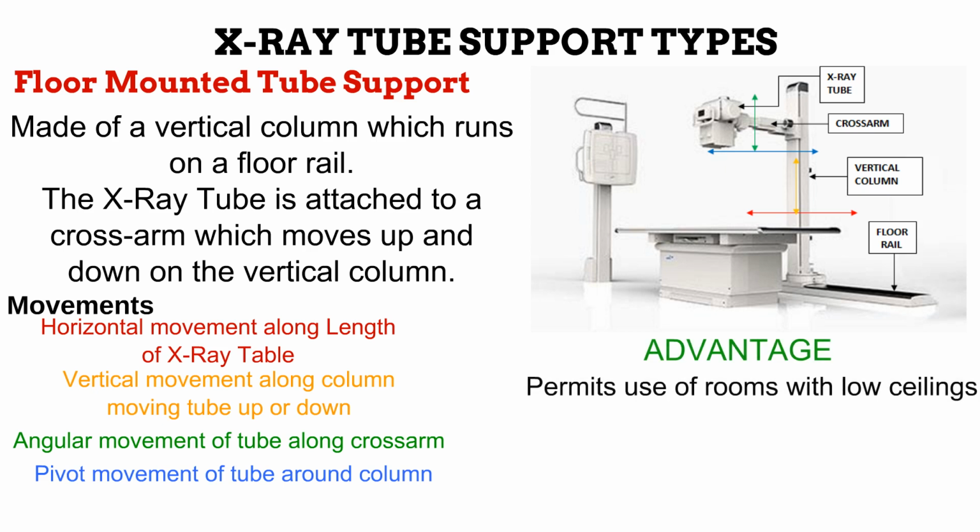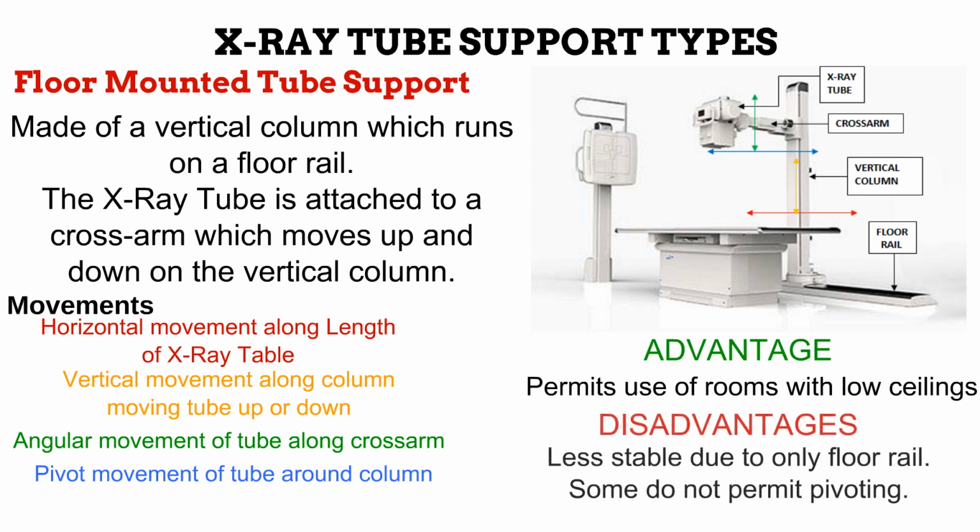Floor-mounted tube support systems have the advantage of compactness. They can be used in rooms with low ceilings. However, because their vertical column is attached to only a floor rail, they are less stable. Also, some less sophisticated floor-mounted supports do not permit pivot movements, making patient positioning more difficult in certain situations.